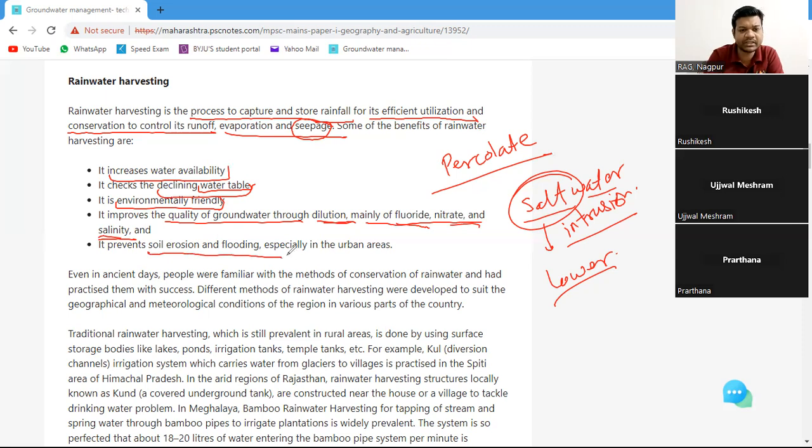It prevents soil erosion and flooding, especially in the urban areas. Because for rainwater harvesting we need to check the rainwater flow, and as we are checking the rainwater flow, it will reduce the soil erosion, and also it will be easier for us to stop flooding. These are some of the benefits of rainwater harvesting. This can be a potential question: which of the following are the benefits of rainwater harvesting? This was asked in the GSD 2013 paper.